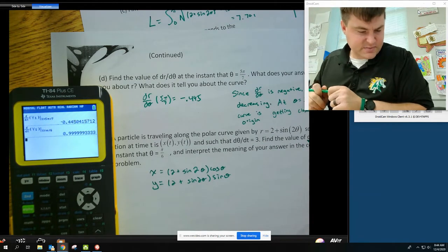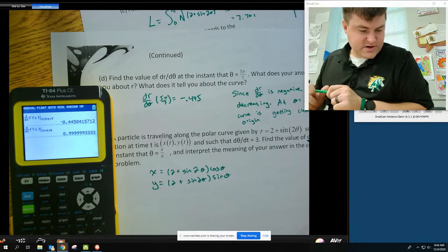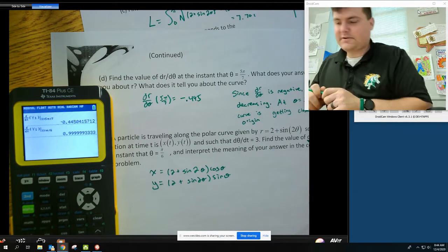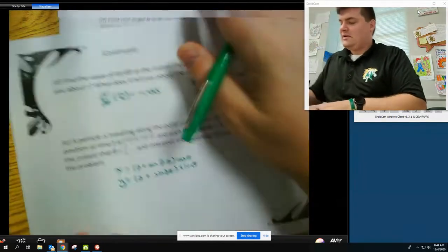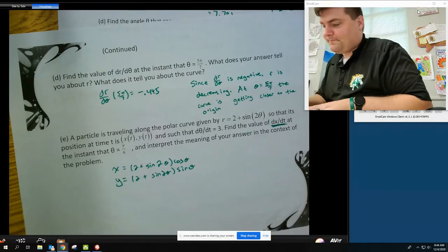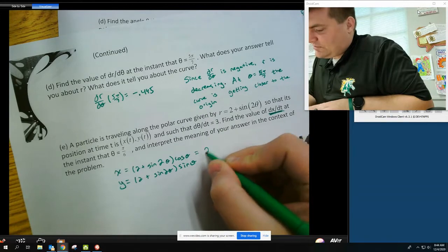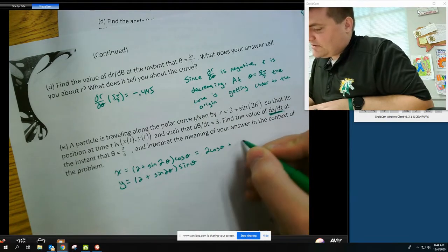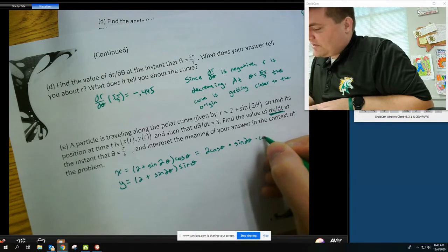Yeah, I didn't think this was going to give me what I wanted. Why is it not giving me what I wanted here? Oh, I know why. Because this is implicit. So ignore what I just did. This is implicit because I want dx/dt and I have thetas. So that's a bummer. By the way, this is going to be 2 cosine theta plus sine 2 theta times cosine theta.